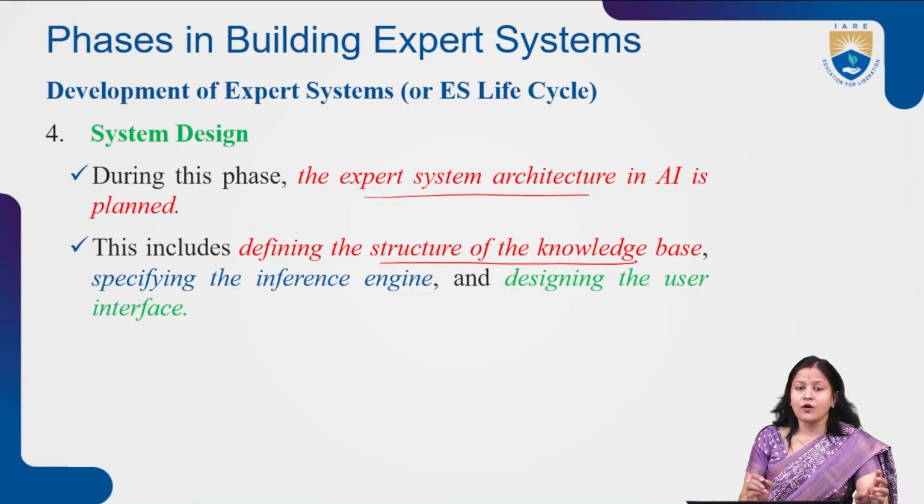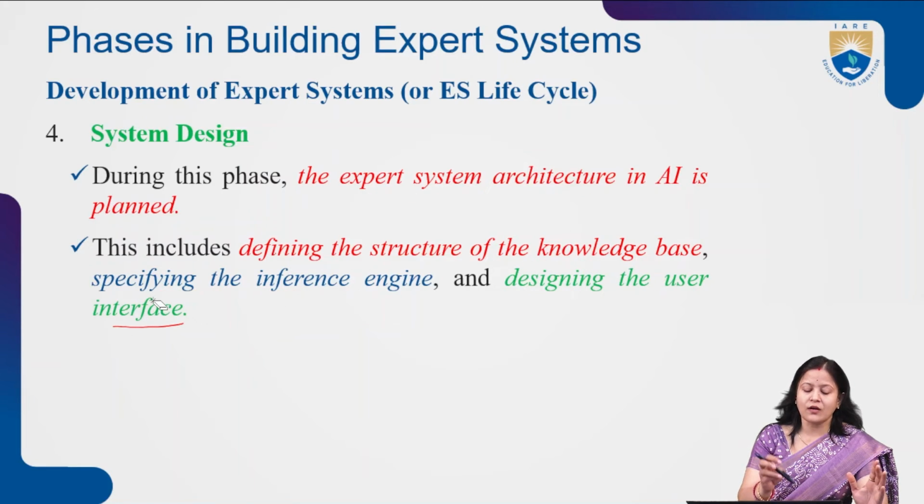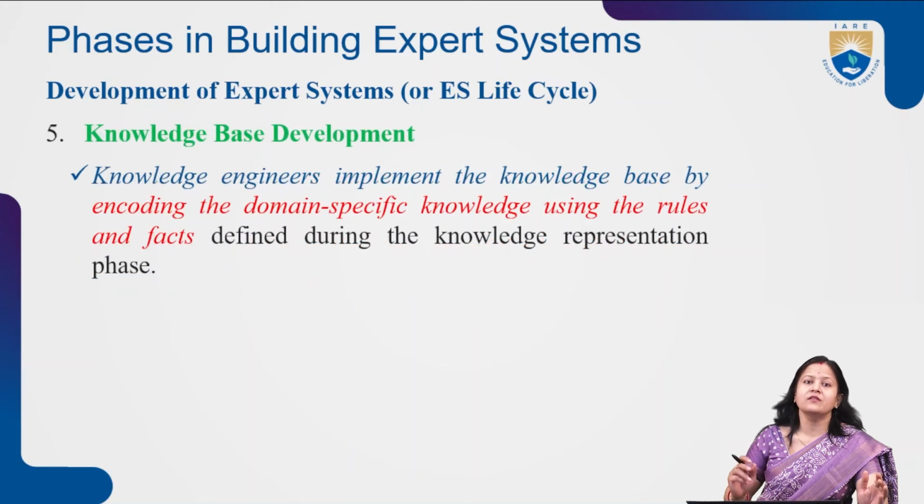Defining the structure of the knowledge base, first one. Second one is specifying the inference engine, and third one is designing the user interface. These are the three important components of any expert system. These three things should be defined, specified or designed during the architecture. It's not completely designed. The architecture of all three components will be done at the fourth step. Then after this, all three components will individually be designed and developed.